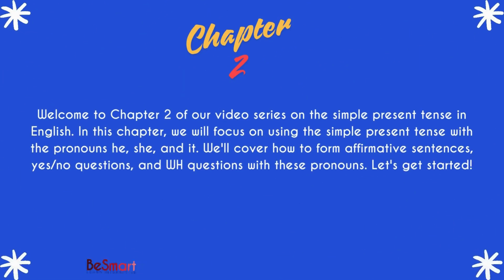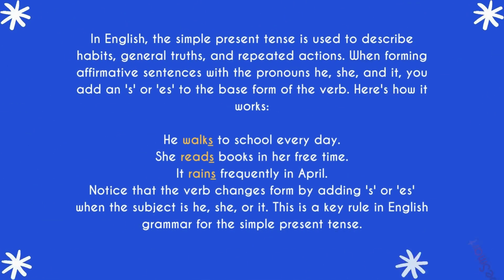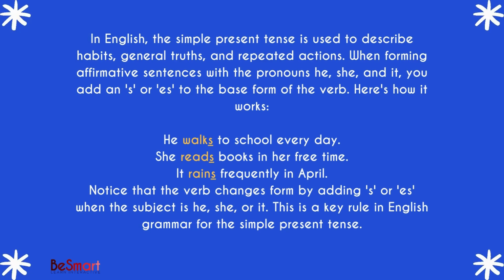Welcome to Chapter 2 of our video series on the simple present tense in English. In this chapter, we will focus on using the simple present tense with the pronouns he, she, and it. We'll cover how to form affirmative sentences, yes-no questions, and WH questions with these pronouns. Let's get started. In English, the simple present tense is used to describe habits, general truths, and repeated actions.